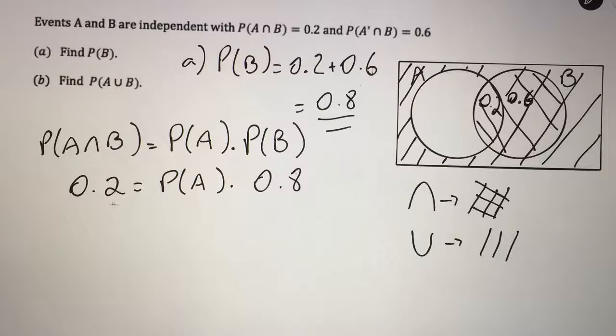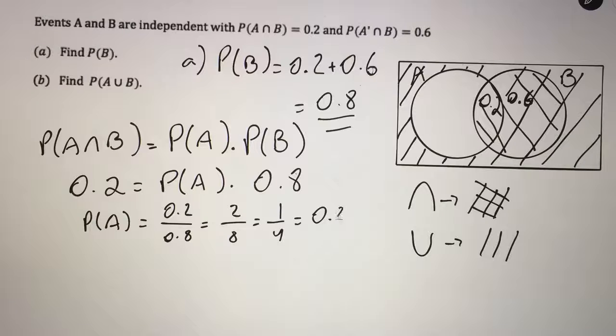So if I send 0.8 dividing, then the probability of A is going to be 0.2 divided by 0.8, which is 2 divided by 8, which is 1 divided by 4, which is 0.25. And if the intersection here is 0.2 already, then I know I'm missing 0.05. That's the probability of just A. The probability of A is 0.25.